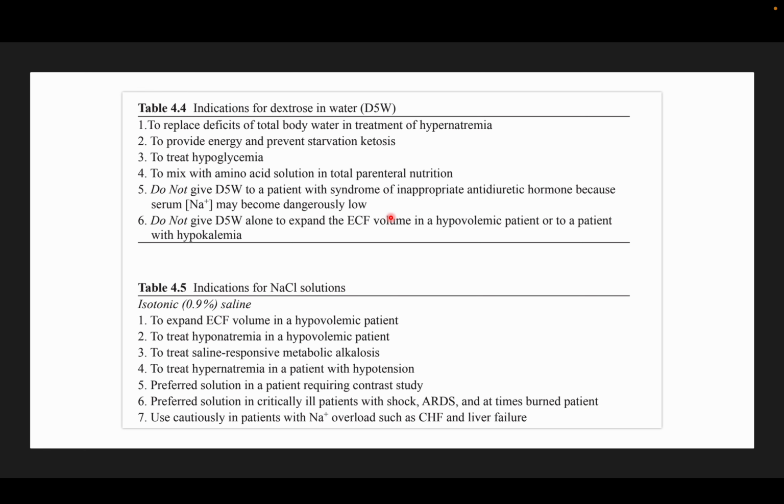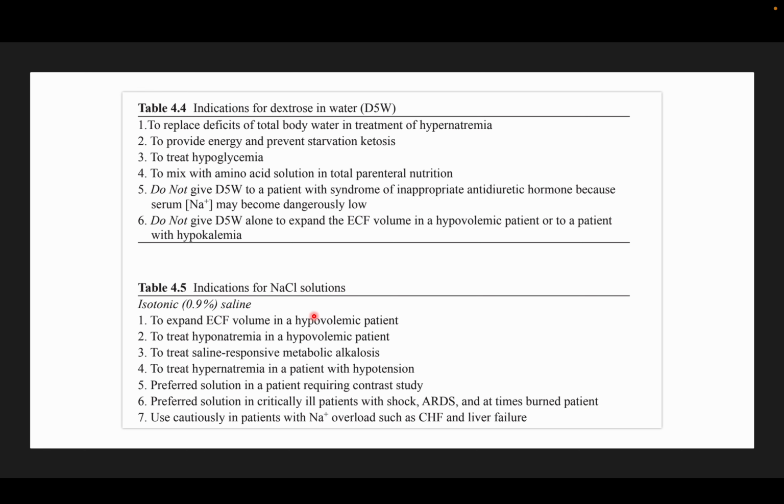Do not give 5% dextrose in SIADH, because it provokes hyponatremia, as it is mostly hypotonic. It causes more dilution, so it may cause a dangerously low sodium. Also, do not give D5 alone to expand extracellular fluid, because D5 doesn't have any osmoles to hold the fluid in the extracellular space. If you want to expand the extracellular space, use normal saline or Ringer lactate solution, because they have sodium and chloride, which are osmoles, so most of the fluid you give is held in the extracellular space.